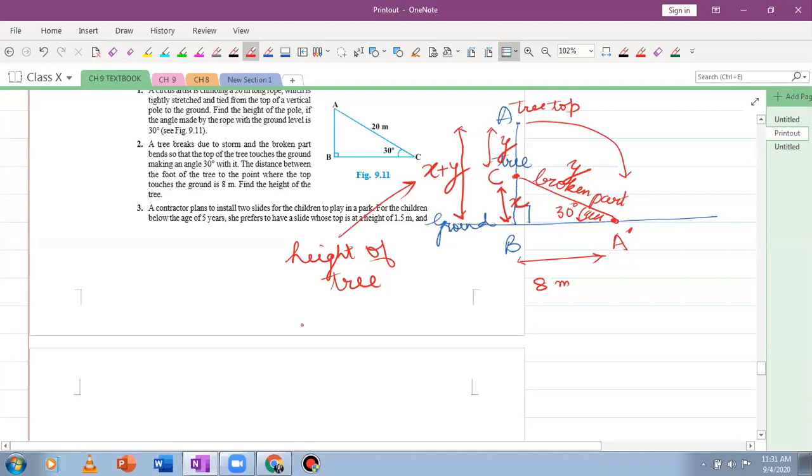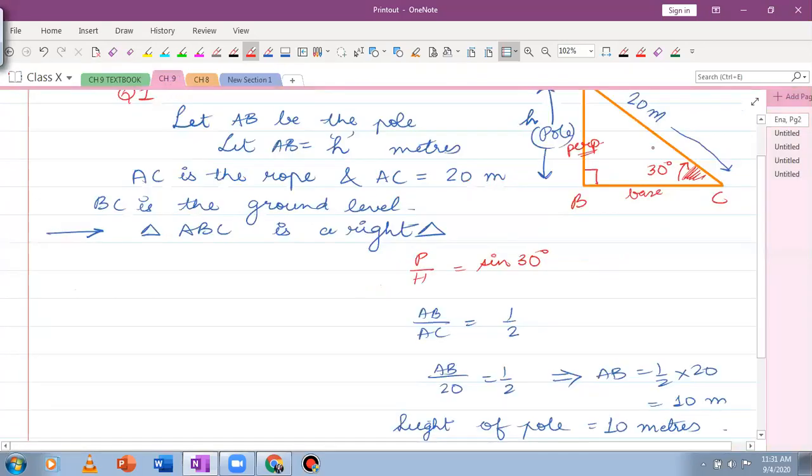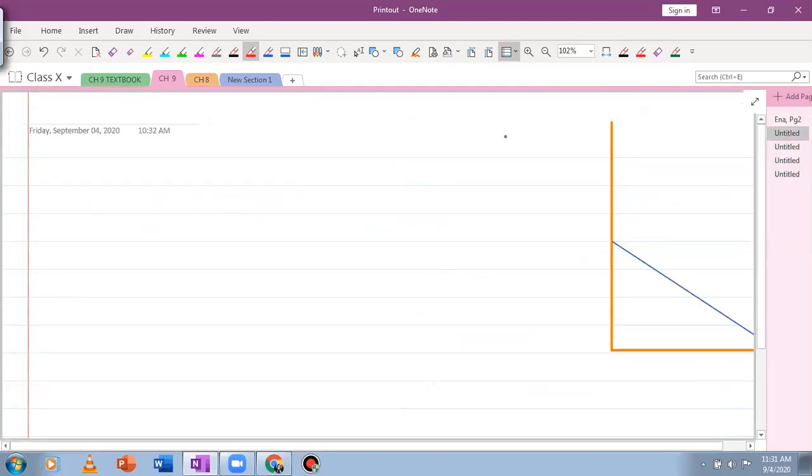We're going to write down that we are assuming that AB is the tree, C is the point from where the tree is broken, and the broken part CA falls to the ground, and the tree top touches the ground at point A dash. The angle CA dash B is 30 degrees. So let's just write that down, and then we can proceed further.